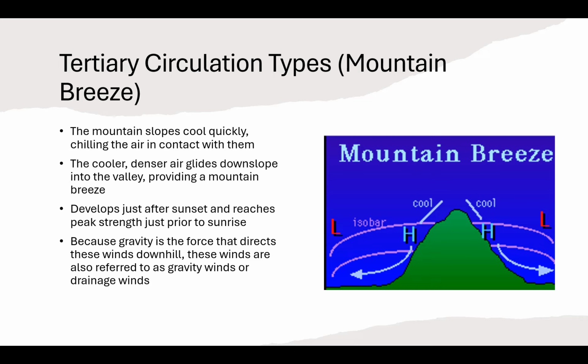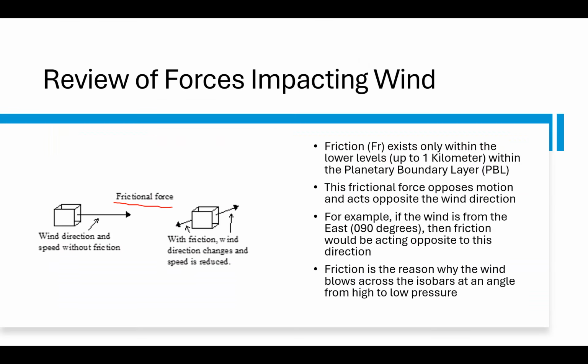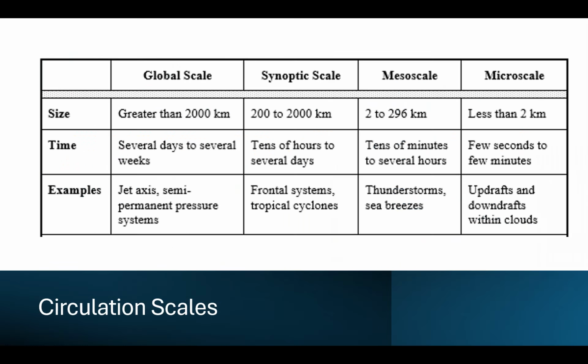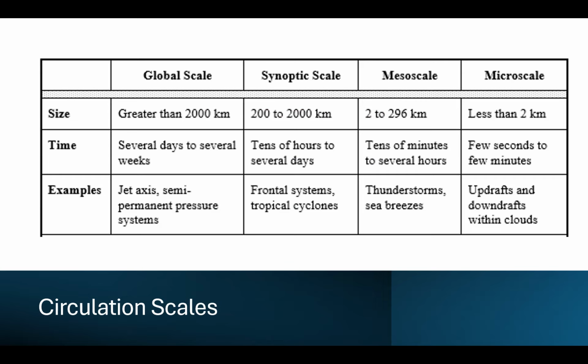All right, that wraps up this presentation, this training video. It's interesting when we talk about forces impacting wind. What we covered today, we talked about circulation scales, from global scale all the way down to micro scale. Now, most of the time in the wintertime, you're really going to be dealing with this global scale, atmospheric features, and synoptic scale. That's really what you're going to be seeing a lot more of in the wintertime.